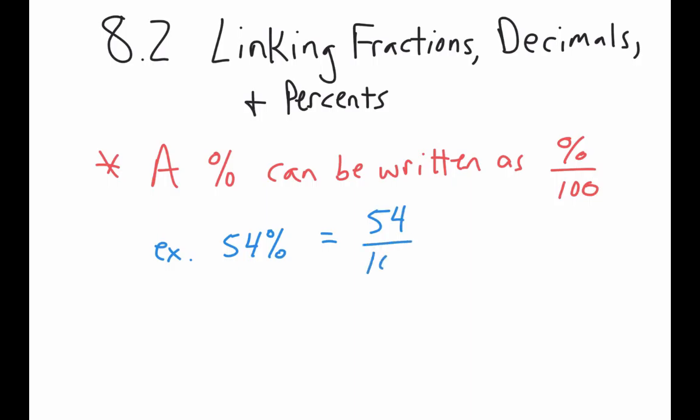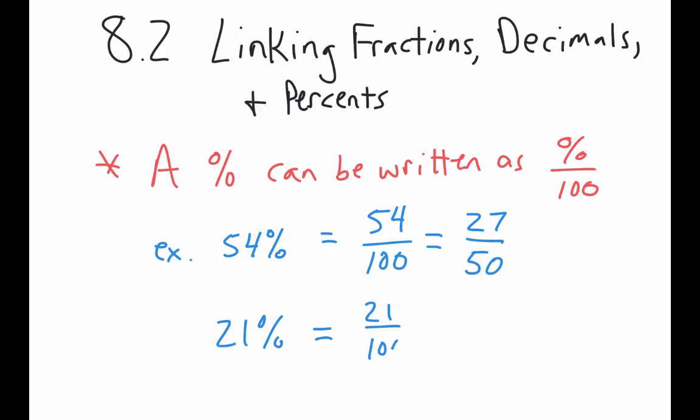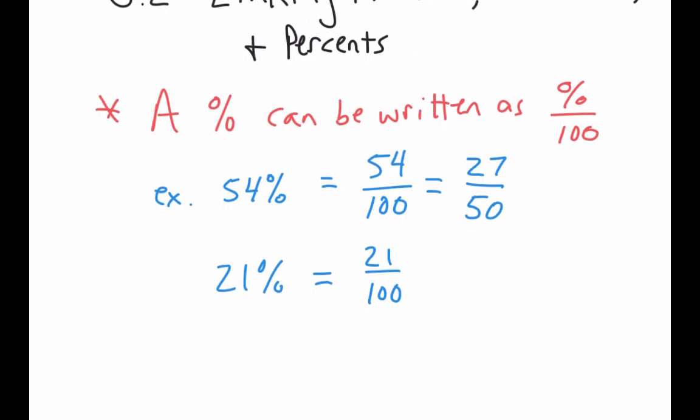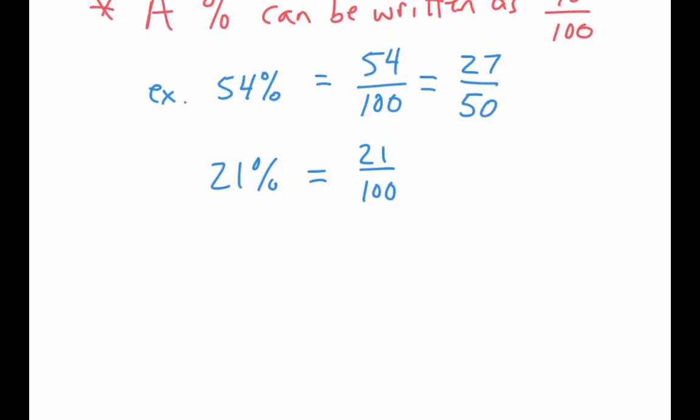And this is what we were doing in the last section, right? If we're going to write it as a fraction, we really should take our fraction and reduce it. So we could say that's 27 over 50. 21% is the same as 21 over 100. Sounds like we need to move on because everybody knows what's going on. We're okay up to there? Yep.